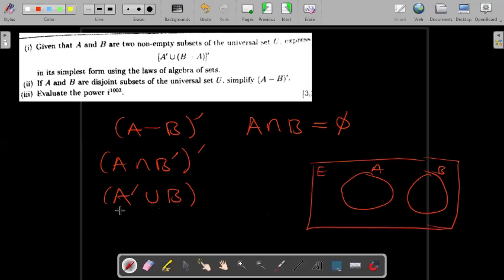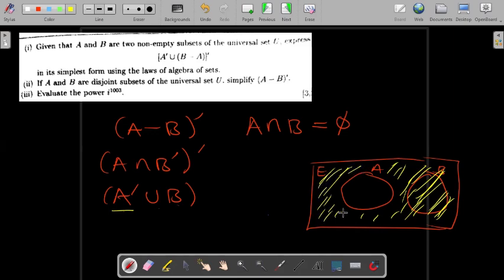Which one is my A complement? So everything that is not in the set A but sits in the universal set. So everything here, I'll shade everything apart from what? Apart from A, like that. So then they're telling me this part, everything here, A complement, it's everything outside A, like that. Everything that is outside the set A.